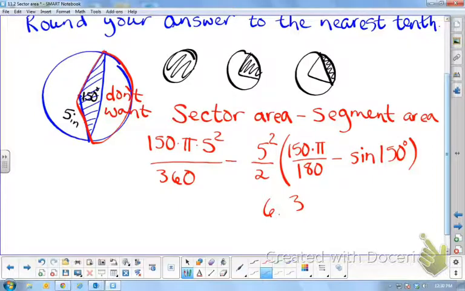It said round to the nearest tenth. So we're just going to do one decimal place when it says round to the nearest tenth.